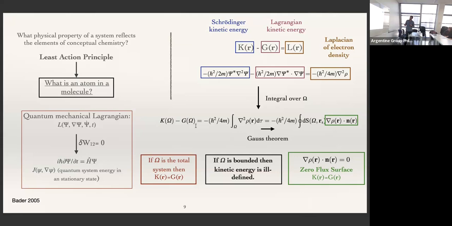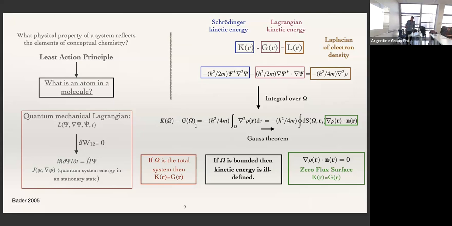When this equation is integrated over a region of space denoted by omega, and he applies the Gauss theorem, he obtains this new equation in which this term is a surface term. Here it is interesting because if omega is the total system, then this term disappears and the kinetic energy is well defined. But if omega is bounded, then this term doesn't disappear, and then the kinetic energy is ill-defined.